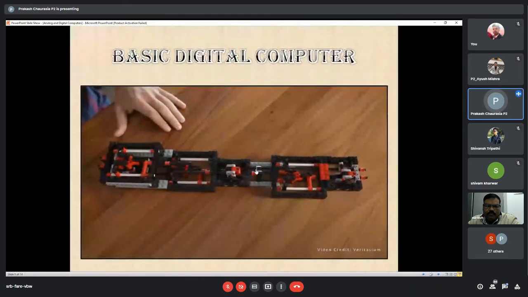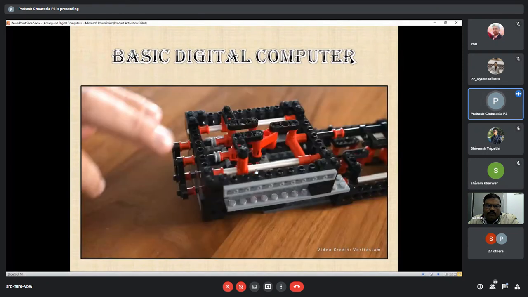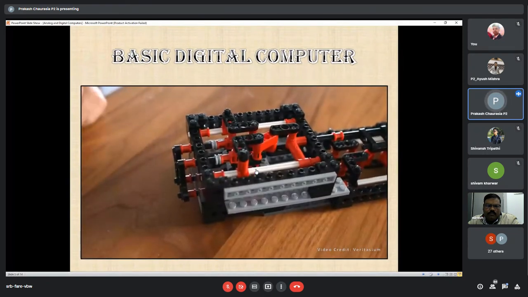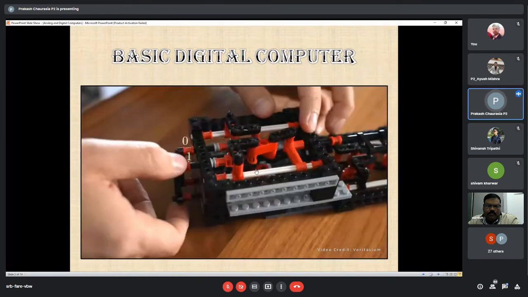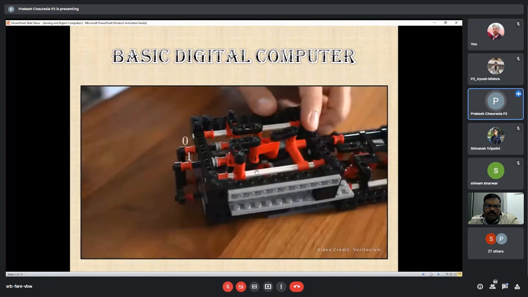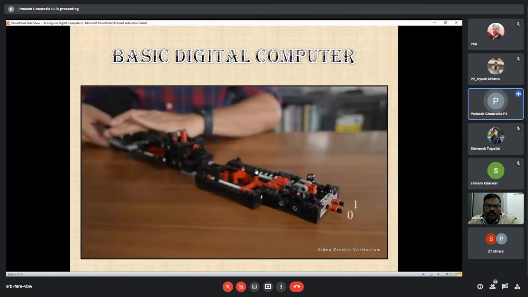Then we have the example of a basic digital computer. A digital computer takes inputs in bits. So we have 2 bits which represent zeros and ones. So now they are off. So 0 plus 0 equals 0. Then 0 plus 1 equals 1. And 1 plus 1 equals 10, which is of course 2 in decimal digits.